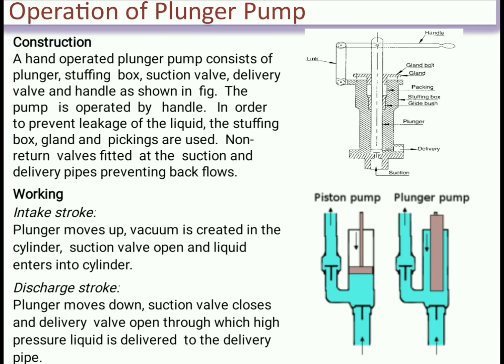Now the operation of plunger pump is very similar to that of a single acting reciprocating pump. In single acting reciprocating pump, it was a piston, but in case of plunger pump, there is a plunger. However, the displacement of the plunger is smaller as compared to that of the piston. Fine. So in total there are two strokes. In the intake stroke, the liquid will transfer to the cylinder through the suction pipe. Delivery valve is closed, and when the piston moves in the downward direction, the liquid will get pressurized and this pressurized liquid will transfer to the delivery pipe.